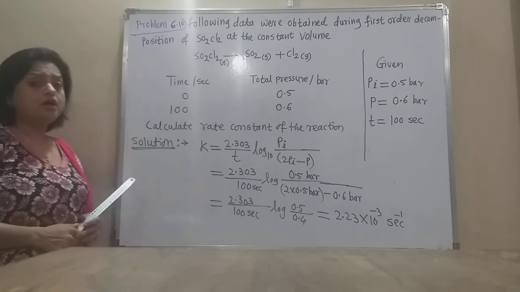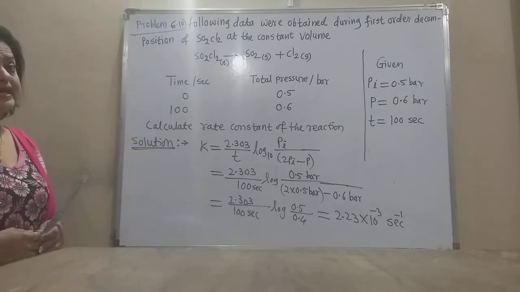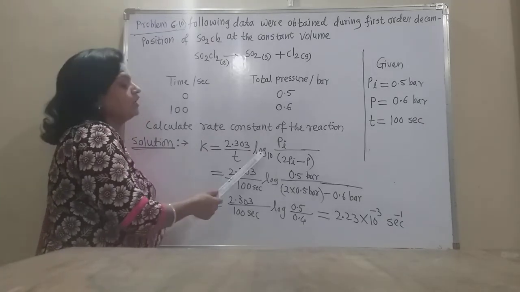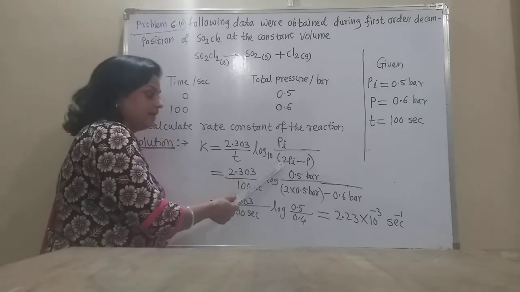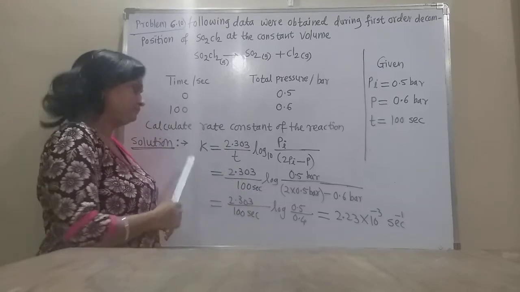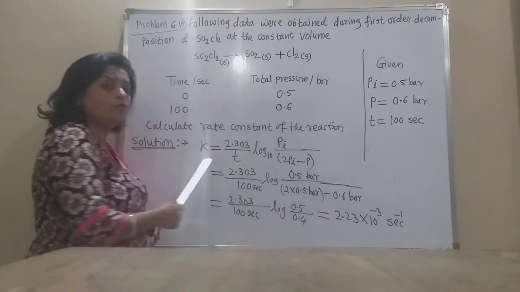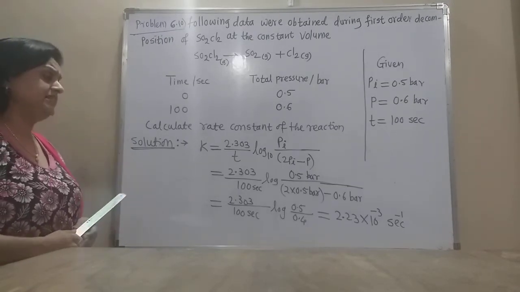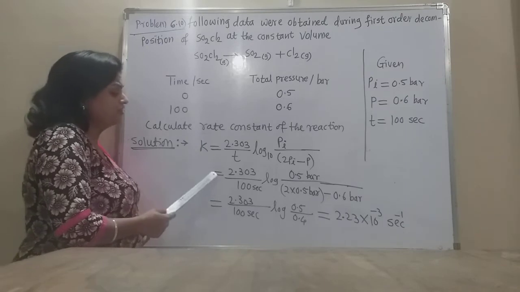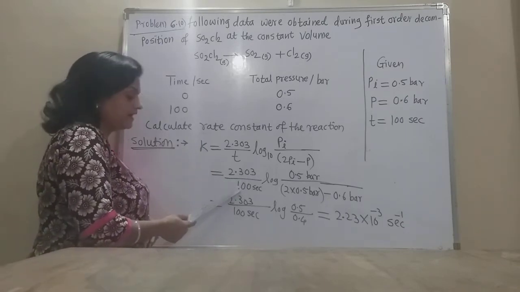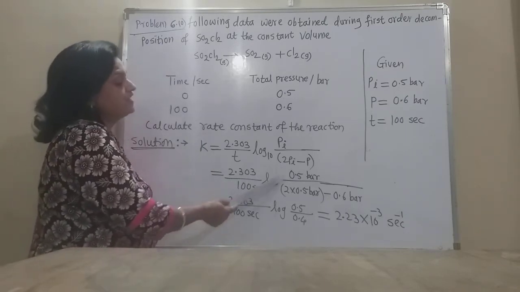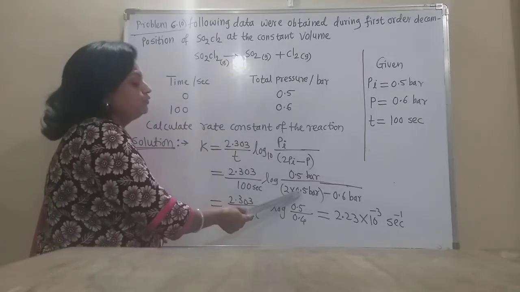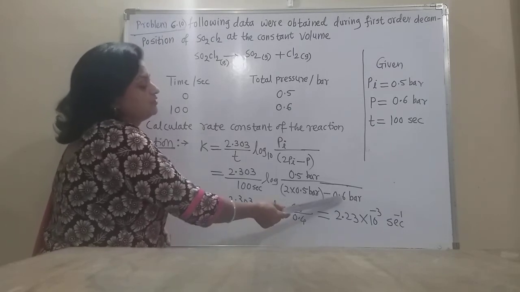Now our formula for the integrated rate law of the gas phase reaction is K is equal to 2.303 divided by t, log to the base 10, Pi divided by twice Pi minus P. Now this is the integrated rate law for the gas phase reaction. So substitute the values of Pi and P in this equation, and time t. So K is equal to 2.303 divided by 100 seconds, log to the base 10, Pi is 0.5 bar divided by 2 into 0.5 bar minus 0.6 bar.